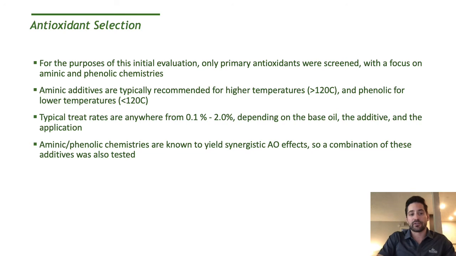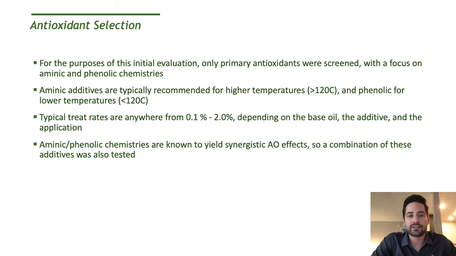Antioxidant selection. For the purposes of this initial evaluation, we looked at only primary antioxidants, specifically aminic and phenolic chemistries. Aminic additives are typically recommended for applications with higher temperatures, greater than 120 C. Phenolic additives are usually recommended for systems that are less than 120 C.